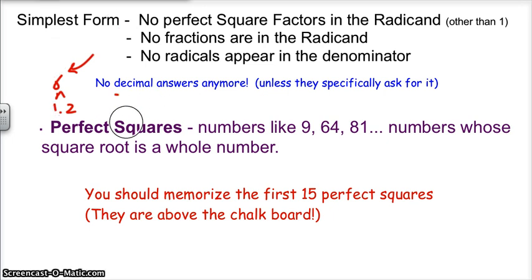We want no fractions inside the radicand, meaning we want no fractions underneath the square root. So if we had the fraction of 4 over 8 inside the radical, it would not be in simplest radical form. We want to make sure that there are no radicals in the denominator. An example of that: not in simplest radical form because there appears to be a radical in the denominator.